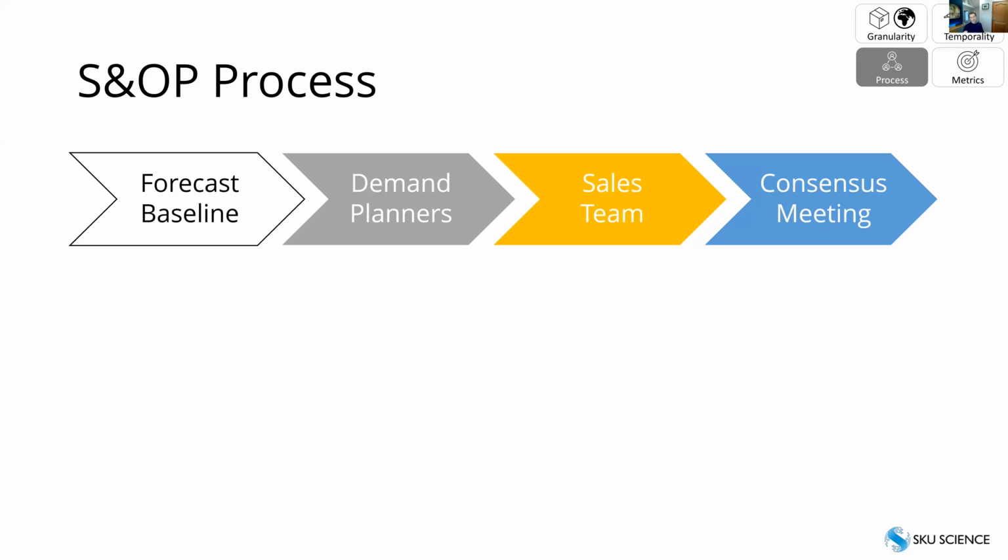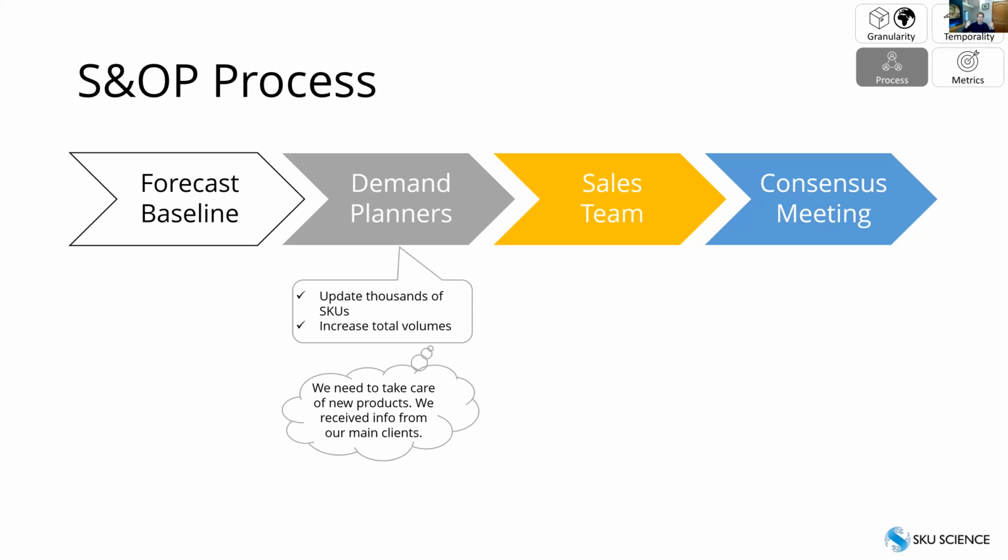Usually the demand forecasting process in a company will look like this. You have an initial forecast baseline. It means that the forecast engine populated a baseline forecast, right? Then you have the demand planners who are going to work on it. They're going to add some information, tweak products up, down, and so on. They have some ideas because they got information from clients and so on.